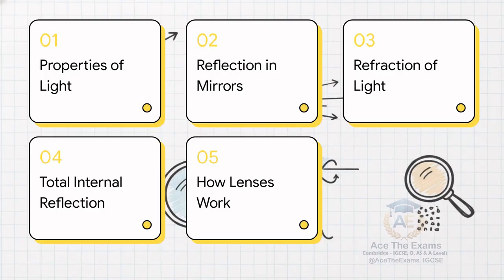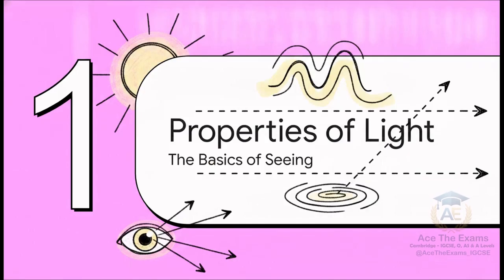Here is our roadmap for today's explainer. 1. The properties of light. 2. Reflection in plane mirrors. 3. Refraction and bending light. 4. Total internal reflection. And 5. How lenses manipulate light. Starting off with Section 1, the properties of light.